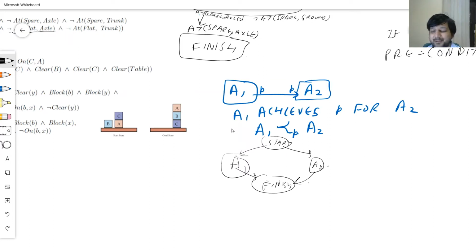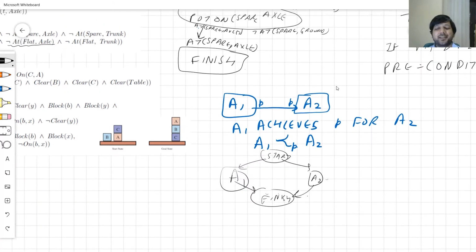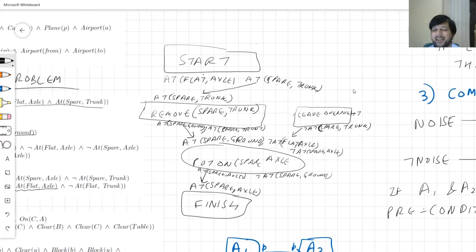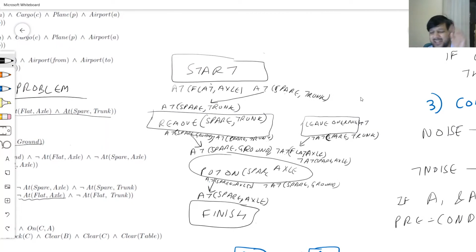If two nodes are in parallel without an edge specifying temporal constraints between them, they could be done in any order possible. So let's consider one such order, assuming this is the complete partial planning graph, and let us write down one such linearization. It will be start, then leave overnight, then remove spare trunk, and then put on.